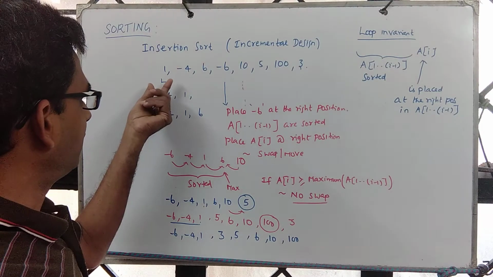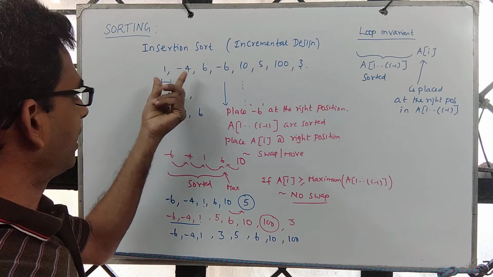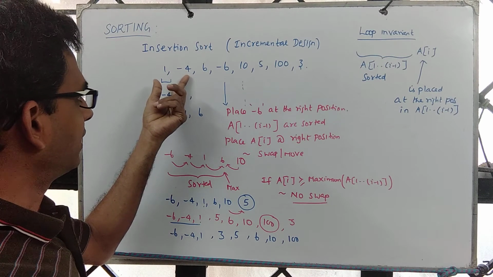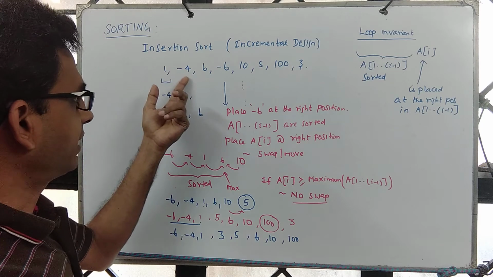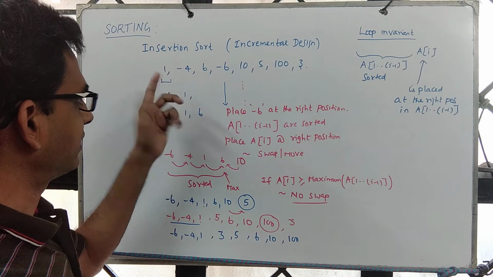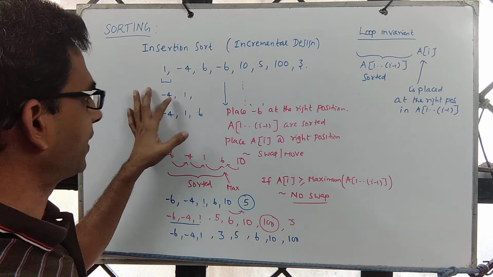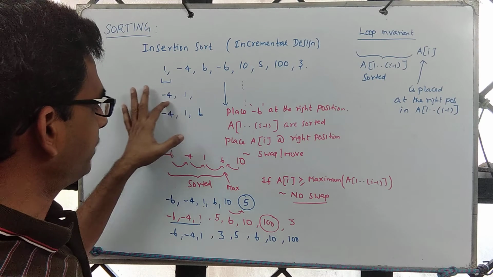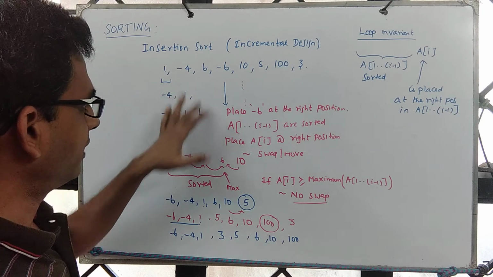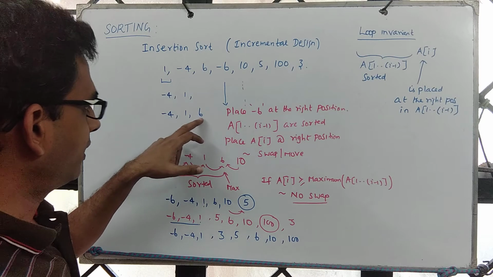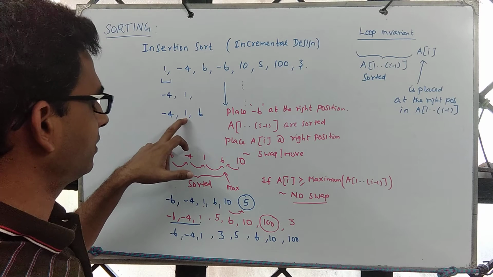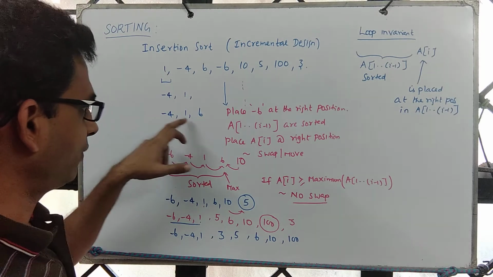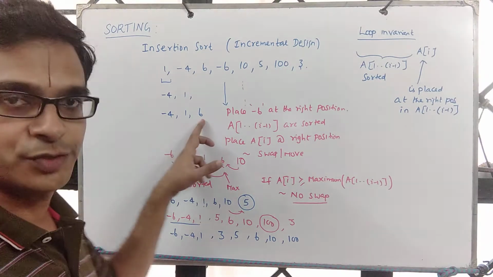So to start with, the first element is sorted, and we check whether the second element is greater than this. If that's the case, the first 2 elements are sorted, otherwise you may have to swap. Now the first 2 elements are sorted, bring the third element, and this ith element is at least max of A of 1 to I minus 1, so no swap.